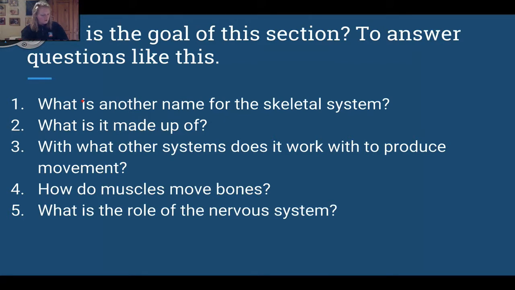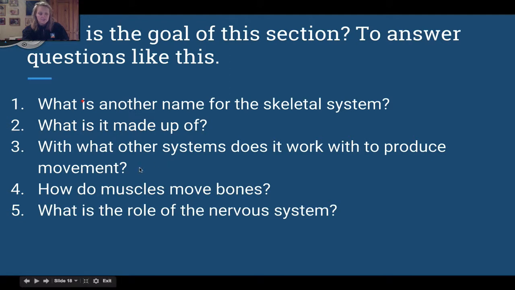What is the goal of the section? So we had said the answer to this was, another name for the skeletal system is the skeleton, right? What is it made up of? It's made out of bones and joints, if you will, but bones is what we probably wrote down. With what other systems does it work to produce movement? So how do the bones themselves move? They don't move by themselves, right? So what works with them?